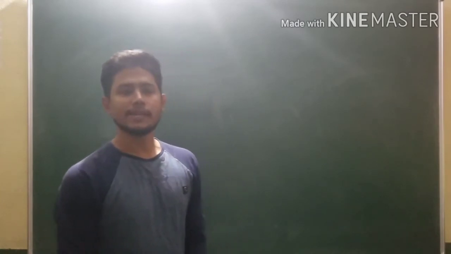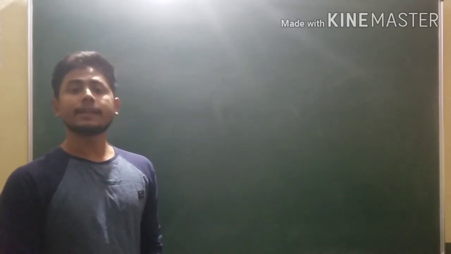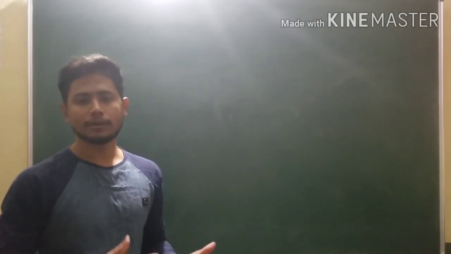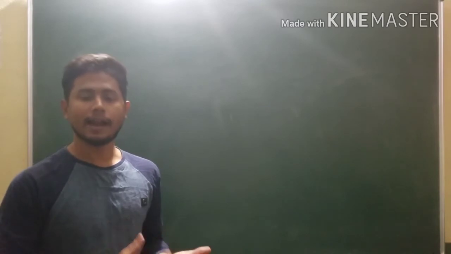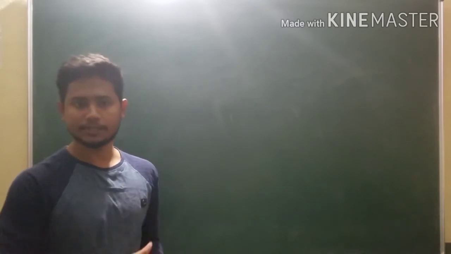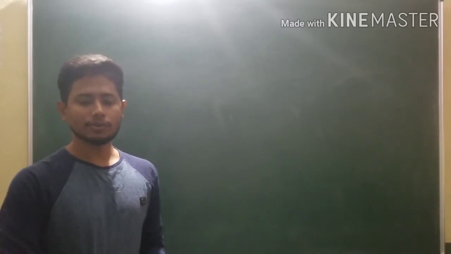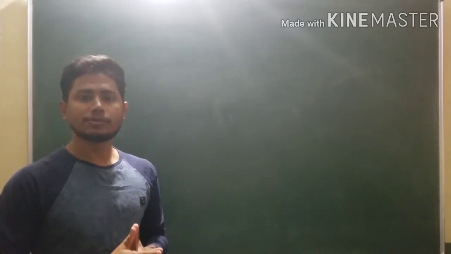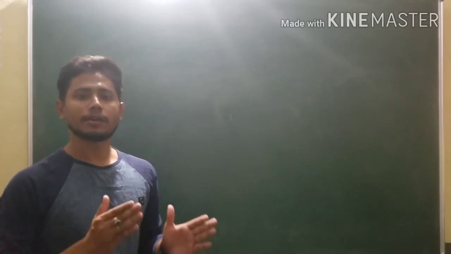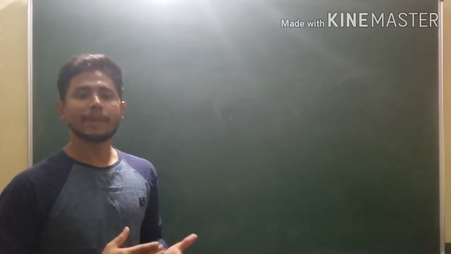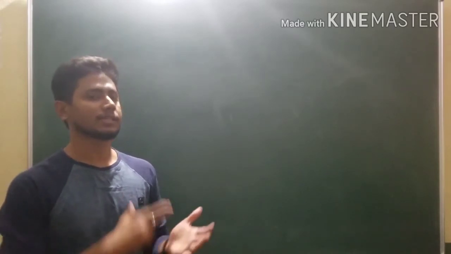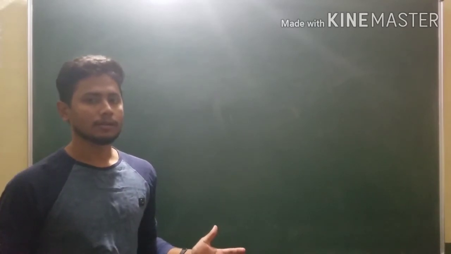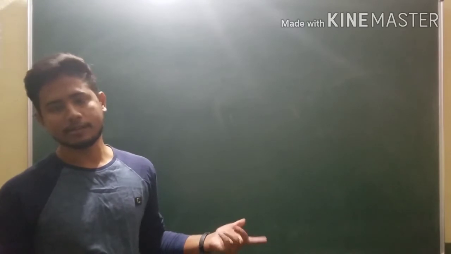So, dear 4th standard students, in the previous class we read about reading and writing of 4-digit numbers. Am I right? Today we are going to start a new lesson, that is place value and face value. So everyone ready? Let's start the class.